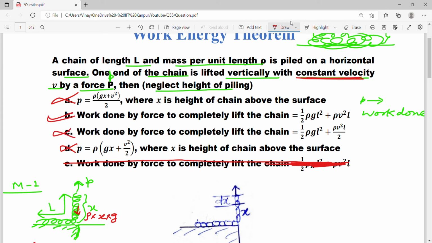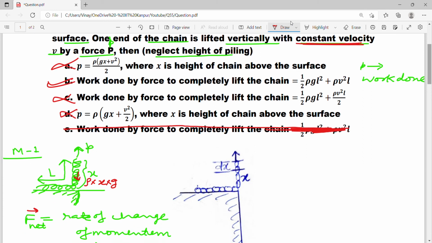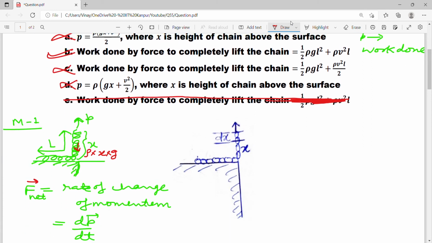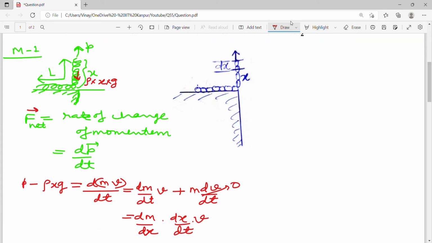Now let me just do this by another method. In this method you just have to think a little differently, right? So the work energy theorem, and what does it state? Net work done is the change in kinetic energy, delta KE, okay?